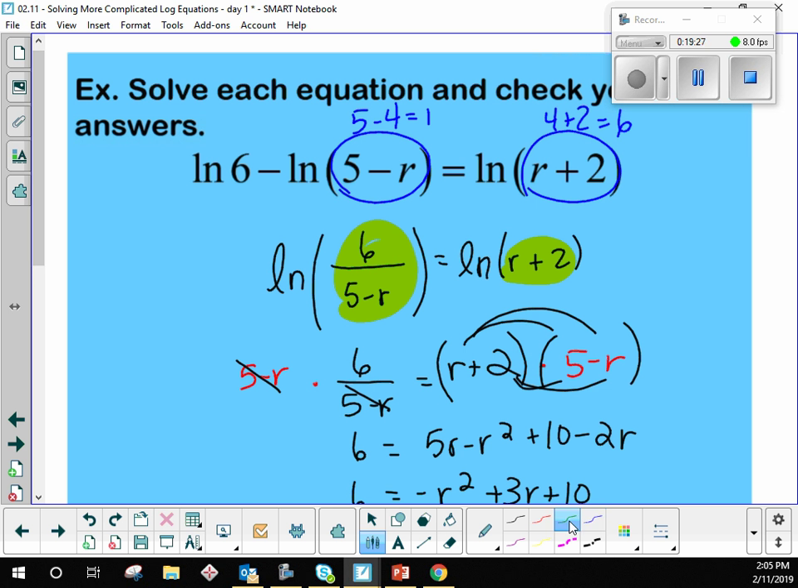What's the other value that I need to check? Negative 1. When I plug that in here, I get 5 minus negative 1. Does that check out? Yes, because that's a plus plus, that's positive 6. And when I put negative 1 into the other log, does it check? Yeah. Negative 1 plus 2 is positive 1. Check. So both of those are solutions. Neither one was extraneous.